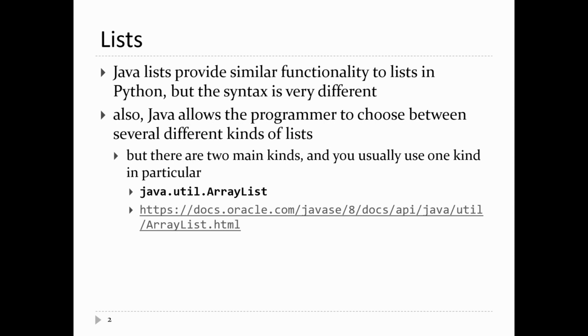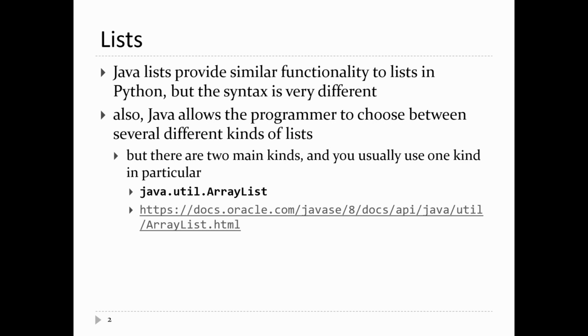A list is very different. A list is a collection that can hold an arbitrary number of elements: 0, 1, or more. So a Java list is the analog of a Python list. The problem is the syntax is really very, very different. So it's very different using a Java list compared to using a Python list.